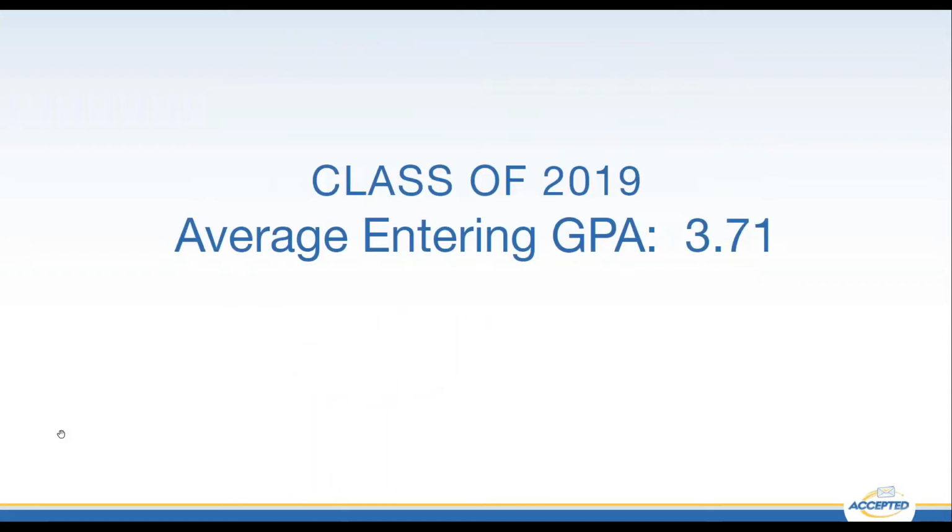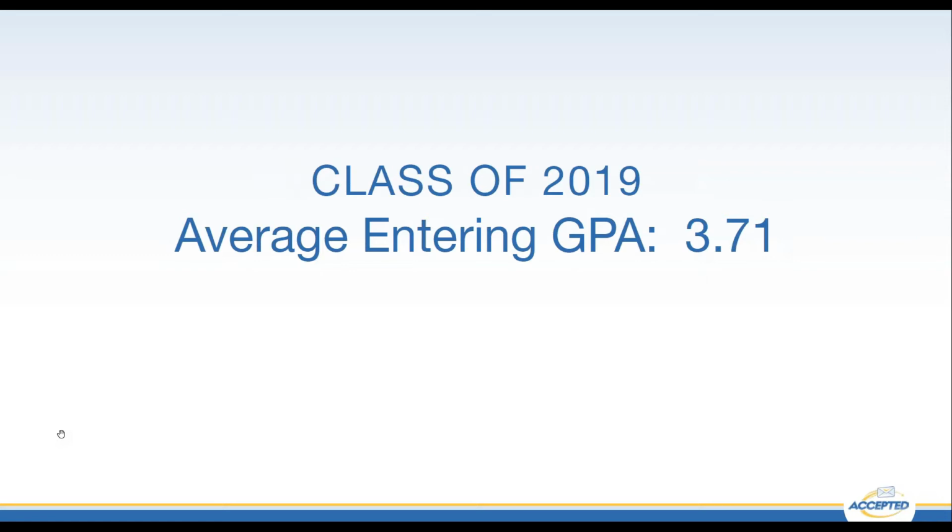Realize that the average entering GPA for the class of 2019, which is the class that entered last September, is a 3.71. That number isn't a ceiling and it isn't a floor. It is an average, and that means that people are accepted with GPAs below that number. However, also realize that the farther below you are from that average, especially if you combine that low number with a low test score, the harder it is to effectively demonstrate you can do the work at Harvard Business School.